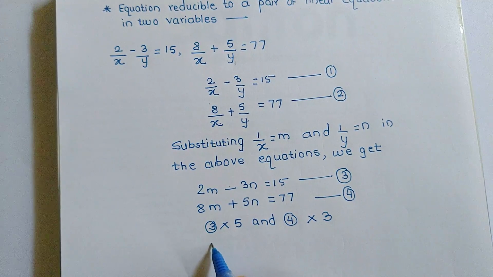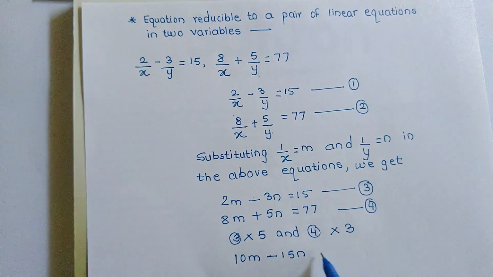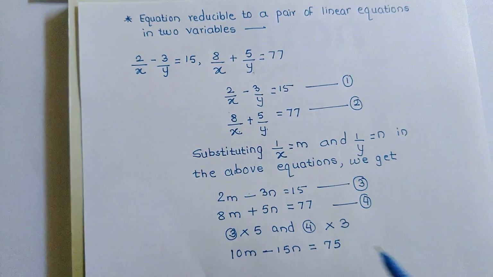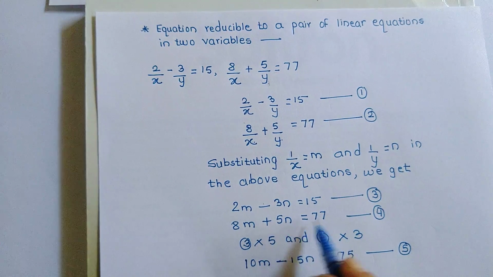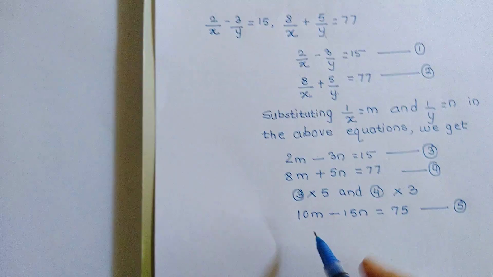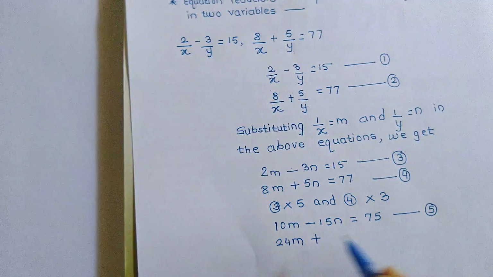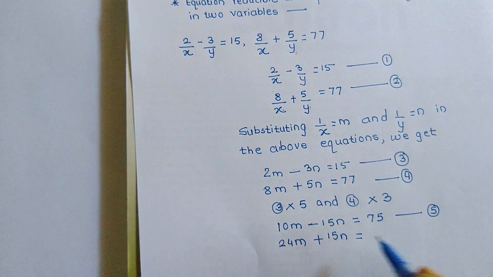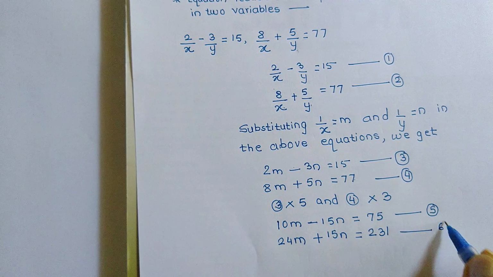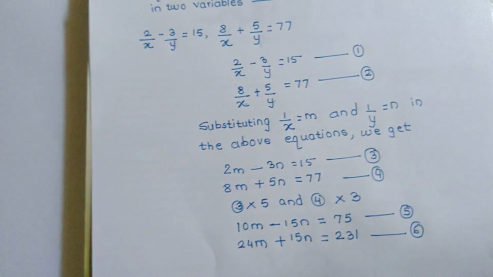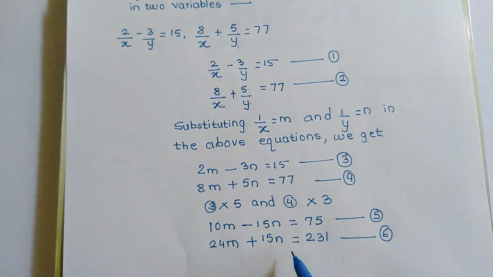So 2 into 5, 10m minus 15n equal to 75. Give this as new equation, equation number 5. Each term of equation 4 will be multiplied by 3. So 8 into 3 is 24m plus 5 into 3 is 15n and 77 into 3 is 231. So we have done the first step where we have equated the coefficients of a variable.